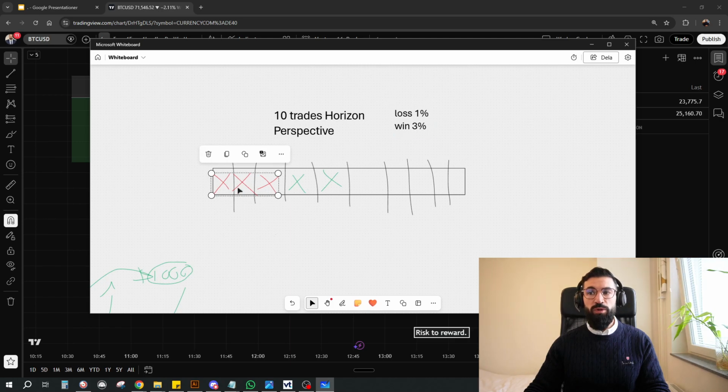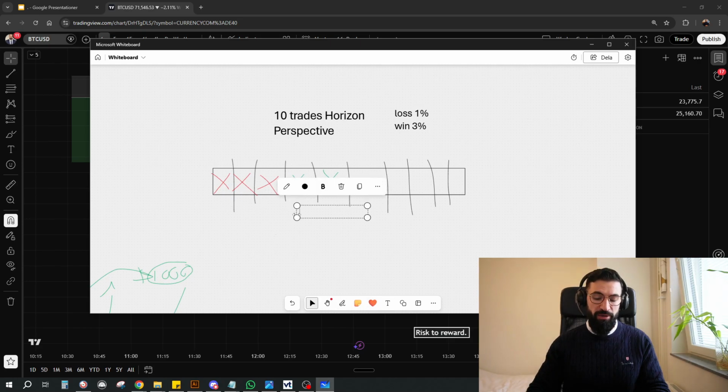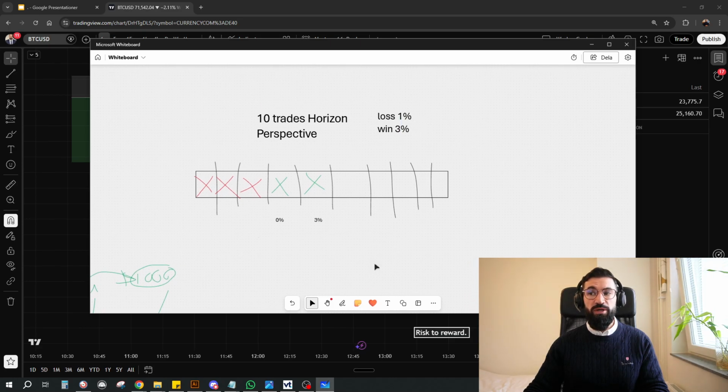Every loss, I lost 1% right here, 2% right here, 3% right here, and I won this trade. This trade gave me 3% in win. So basically, in this area, I'm at break even. I'm at 0%. I haven't done anything yet, right? I've taken 4 trades, lost 3, won 1, so I'm back at 0%. Then I won another one. What happens when I won the other one? I'm up 3% on the 10 trade horizon perspective, right?